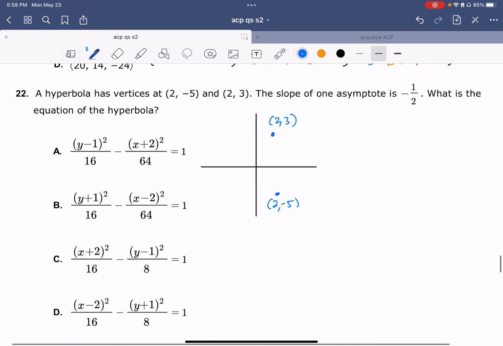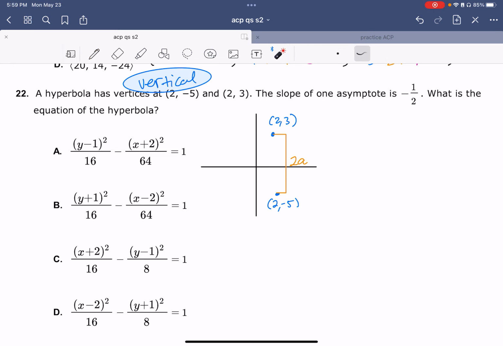So if they're the vertices, that means they're on the major axis. So that means that this is going to be a vertical hyperbola. Okay. Now, if you notice, from one vertex to the next vertex, that's a distance of 2a. So the x doesn't change, but the y does. If you're going 3 units this way and 5 units that way, that's a total of 8. And if you cut that in half, that would be 4.